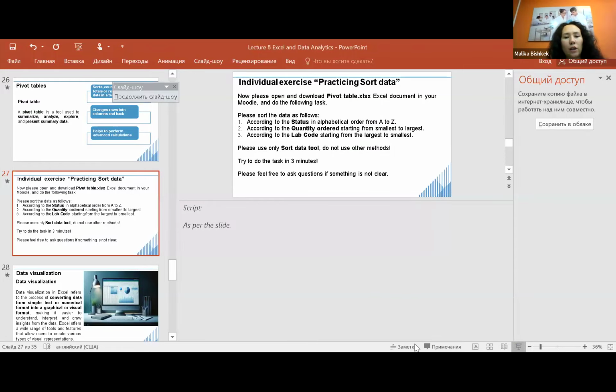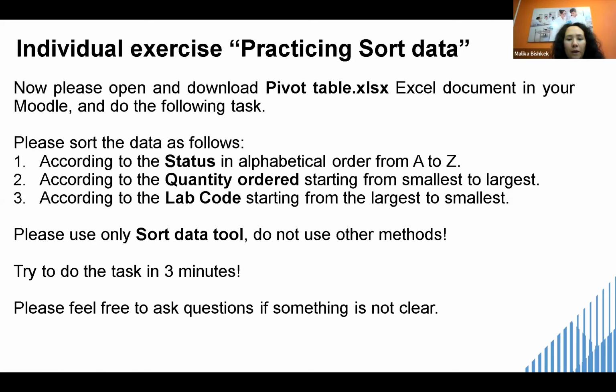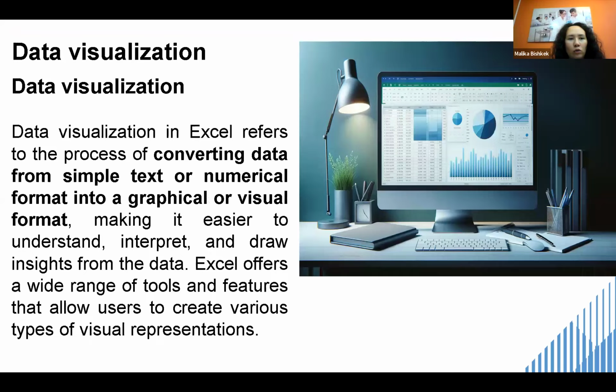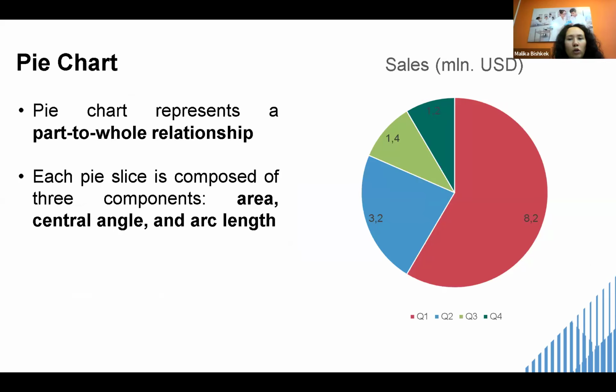So you have to practice how to sort data. You can do it at home. Actually, it's very easy, but you have to know how to do it. And then we will go to data visualization. Data visualization in Excel refers to the process of converting data from simple text or numerical format into a graphical or visual format, making it easier to understand, interpret, and draw insights from the data. And there are a wide range of tools and features that allows users to create various types of visual representations. We will talk about some of them.